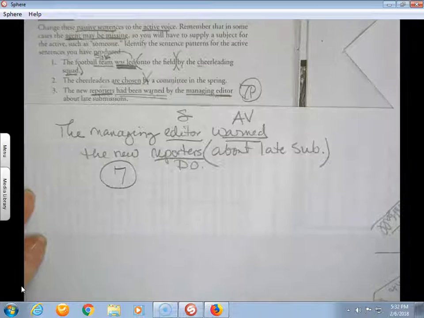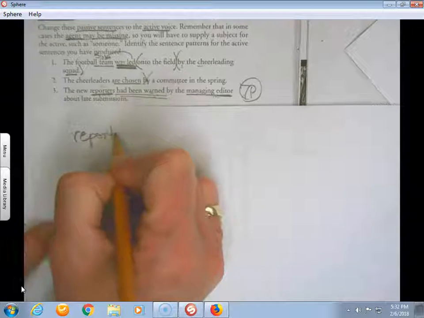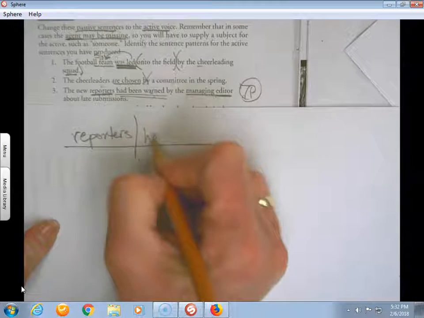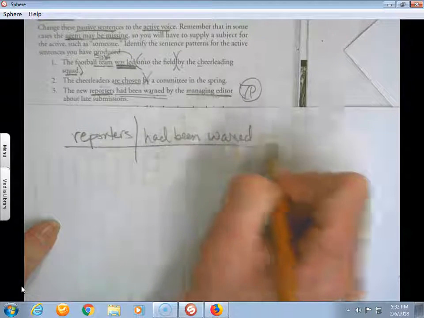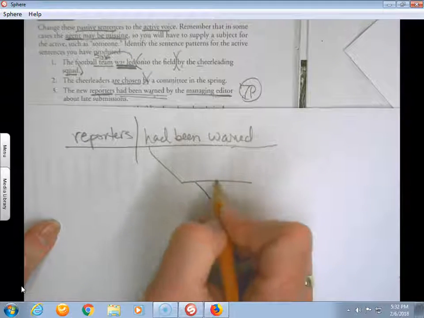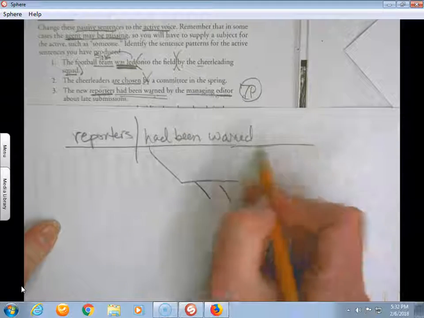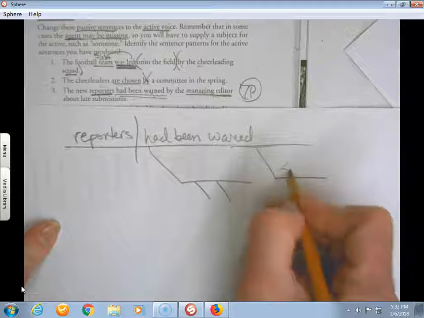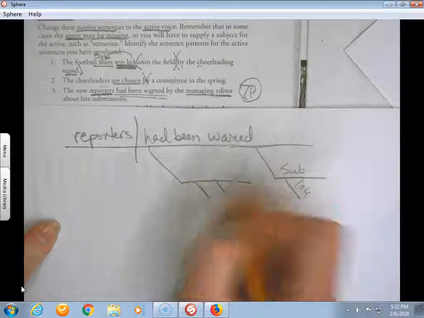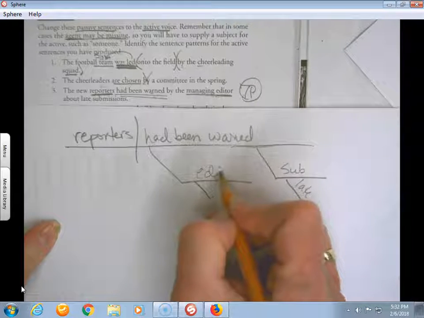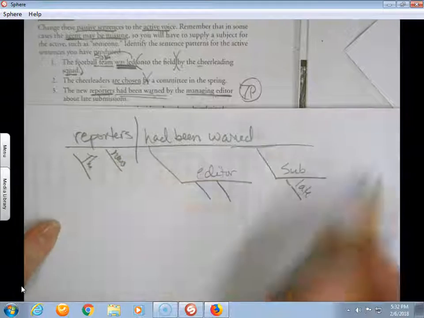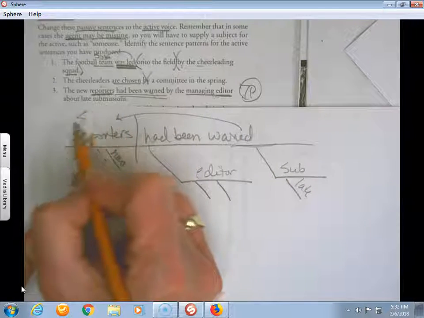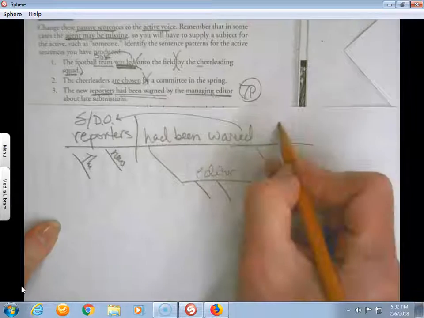And now I shall diagram them both. Reporters, had been warned, by editor, the managing, about submissions late, and the new reporters. So had been warned, this is the subject and the direct object. That makes this a 7P.